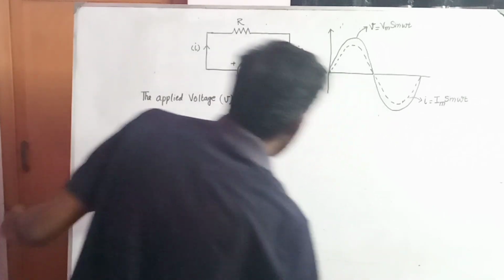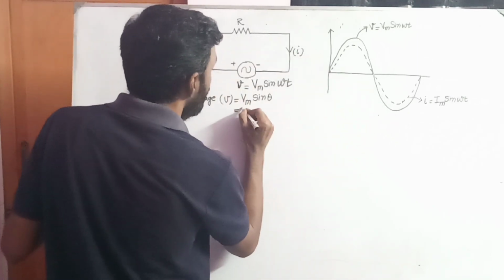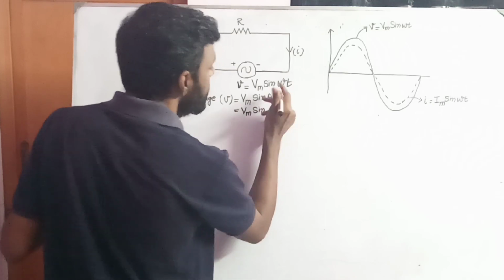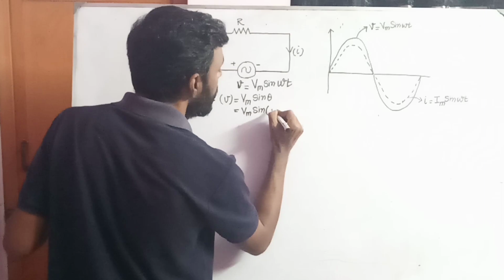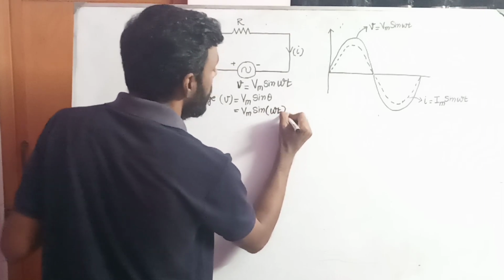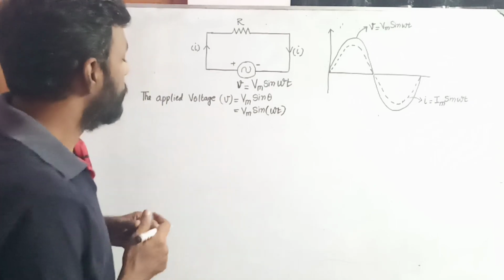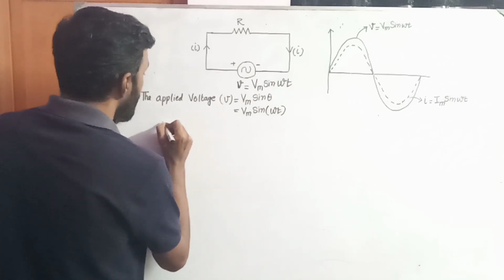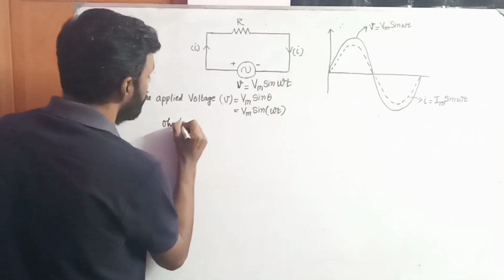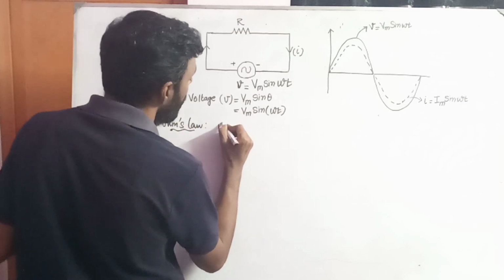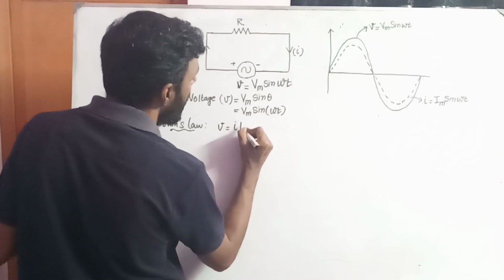So what I'm going to do is write V equal to Vm sine of theta, and instead of theta I'm going to substitute omega t. So V equal to Vm sine omega t, right? According to Ohm's law, I know that small v equals I into R.